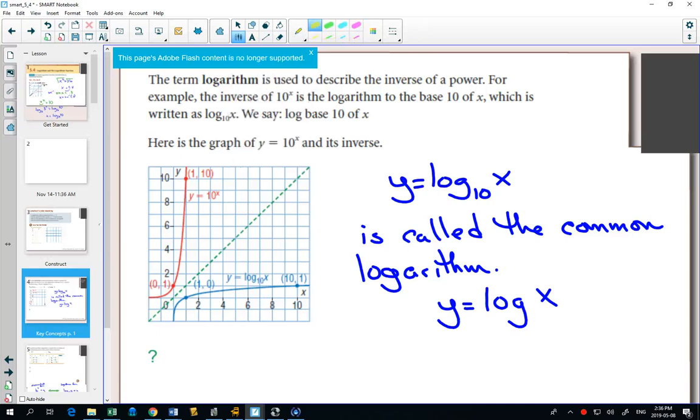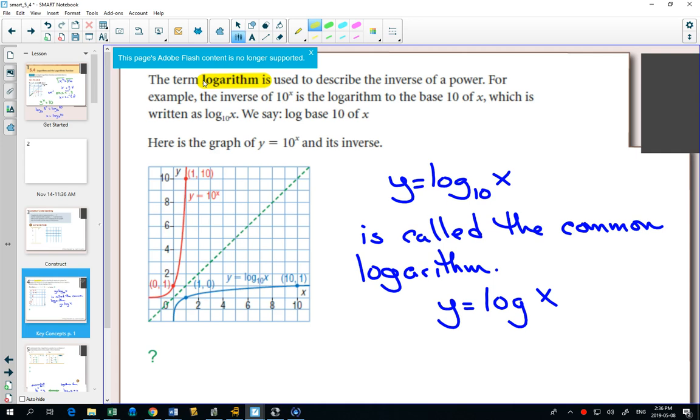We can start by taking out our highlighter and highlighting the word logarithm to see that it's the inverse of a power. So if we have y equals 10 to the x, then log base 10 of x would be the inverse, and the graph of that inverse could be found just by reflecting over the line y equals x. Because anytime you graph something over the line y equals x, you get the inverse.